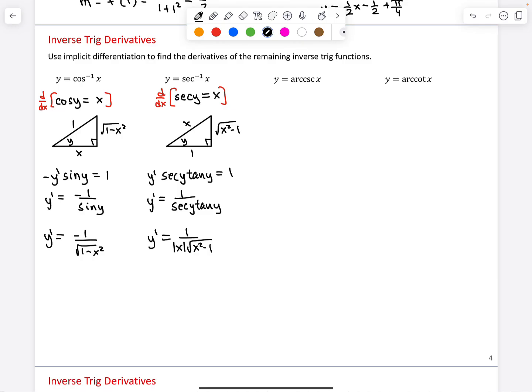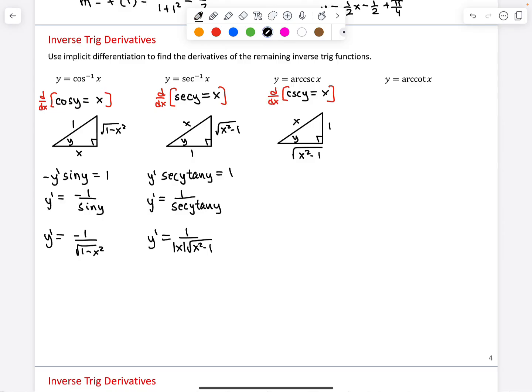Now let's look at arc cosecant. If y is equal to the arc cosecant of x, then the cosecant of y must be x. So here's our reference triangle. Cosecant is hypotenuse over opposite. So the hypotenuse would be x, the opposite would be 1. And Pythagorean theorem would give us the adjacent as square root of x squared minus 1.